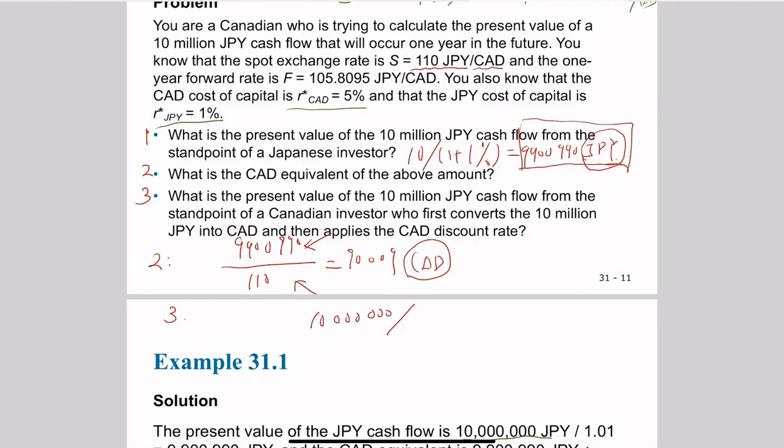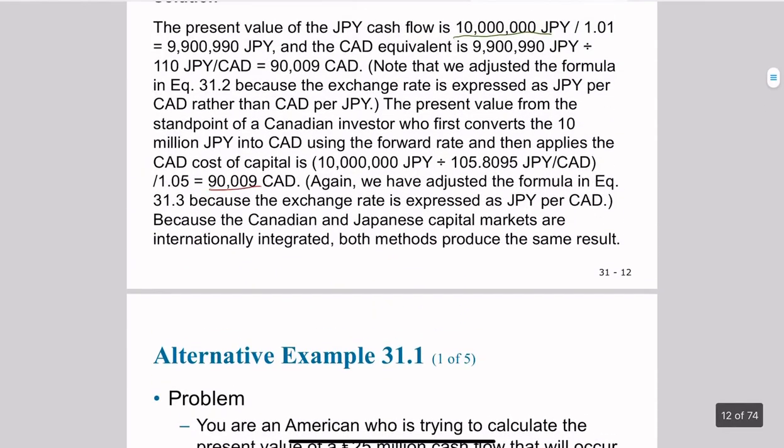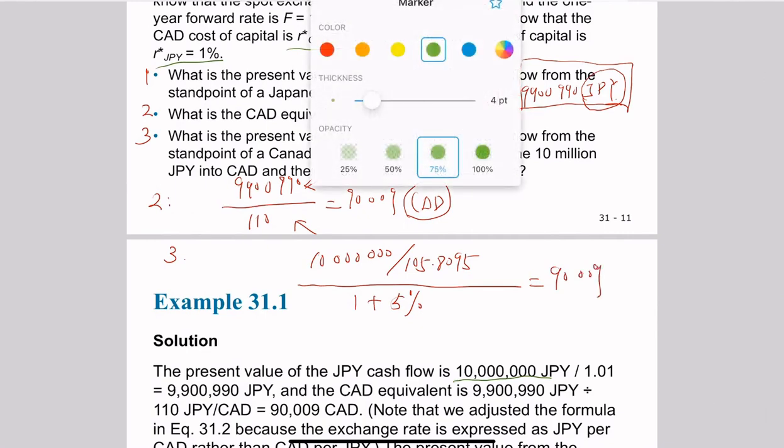so what's the forward rate here? So it's 105.8095. And this should give you the expected future cash flow denominated in Canadian dollars. And now you can use the Canadian discount rate, which is 5%. So this should give you the same number, that is 90009, right?